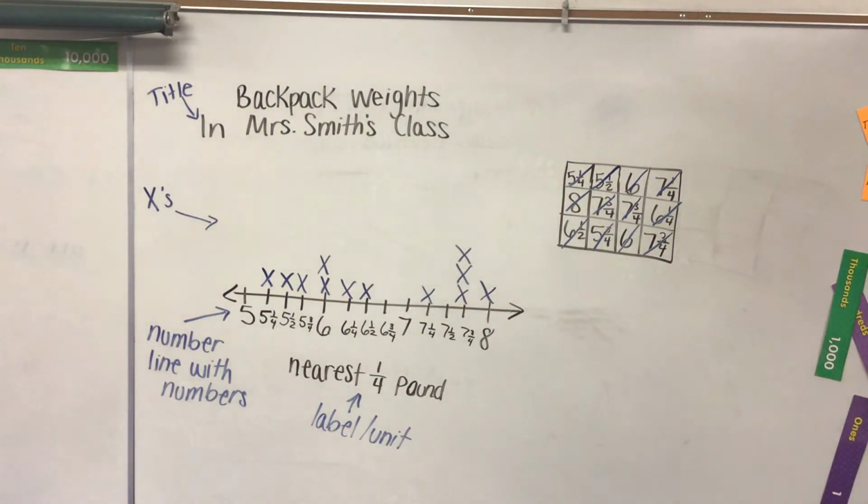So just so that we can kind of recap, a line plot is used to plot information that is measured numerically. It includes a specific title, a number line labeled with numbers, a label or a unit, as well as X's, which represent the data that you collect prior.